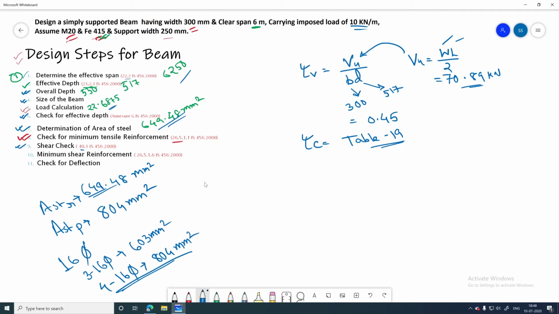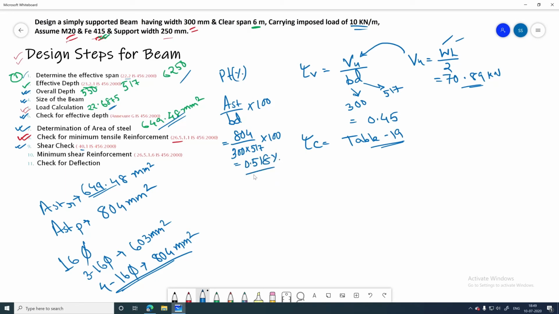Now the important thing is that we need to determine the percentage of steel, that is pt. So the formula is Ast by bd into 100. What is the value of Ast? That is 804 that we are providing, and b is 300, d is 517, into 100. So what is the value? That is, in percentage, 0.518.